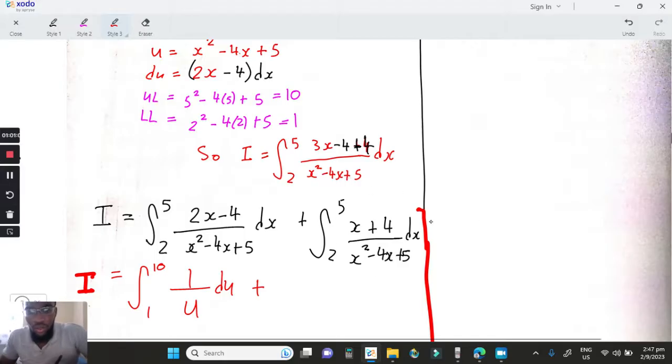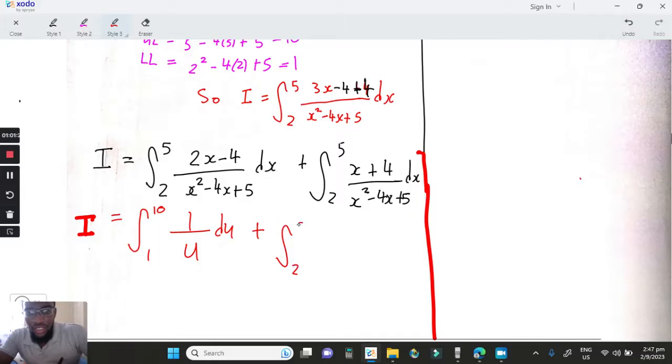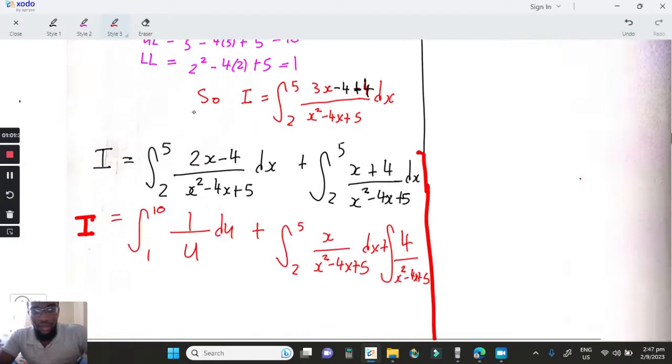Now I need to figure out how am I going to integrate this part, the integral from 2 to 5 of x plus 4 over this. Alright, so I'm just going to go further and separate, because I always feel comfy just separating: the integral from 2 to 5 of x over x squared minus 4x plus 5 dx plus the integral of 4 over x squared minus 4x plus 5. Alright, remember the aim we should get 10.95.